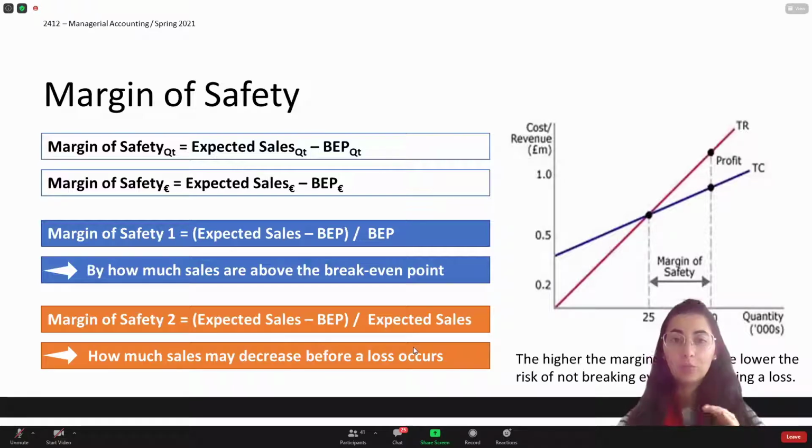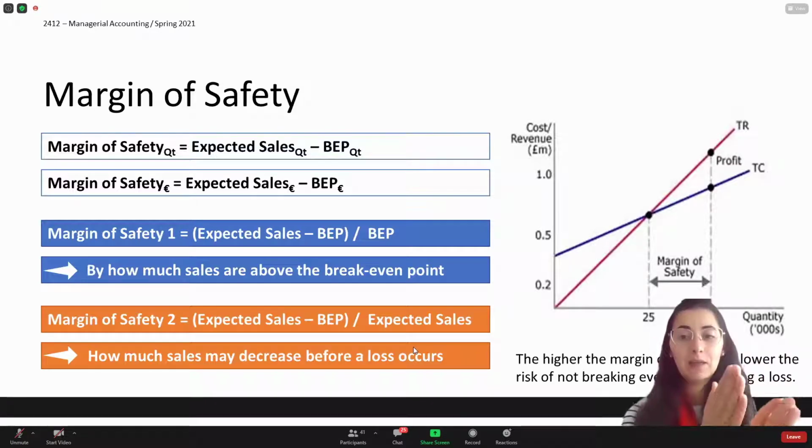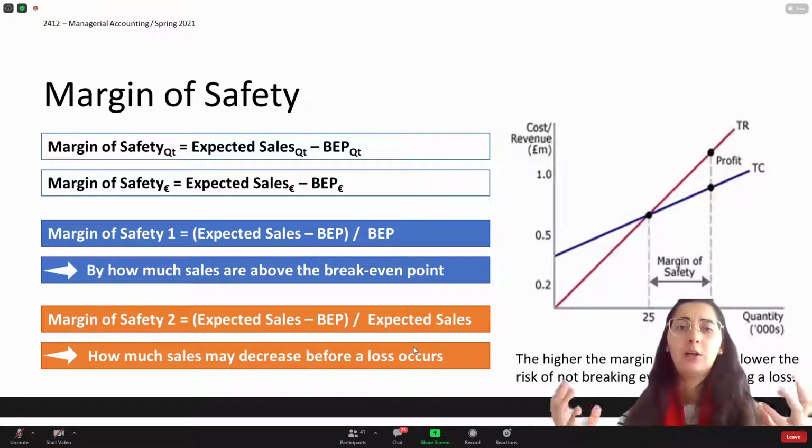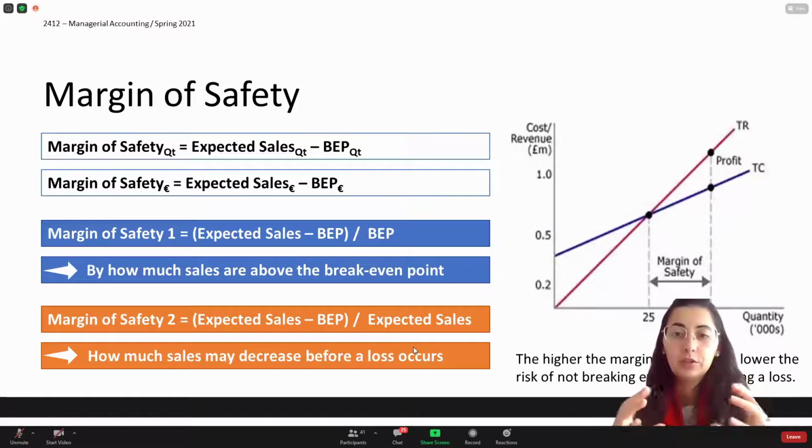Obviously, organizations want to be as far as possible from the break-even, because if they're very close to the break-even, any small change means that they might start incurring losses. So we want to be as far as possible from the break-even, so that even if there's any crisis, any problem with demand, with products, with sales, the company is safeguarded and has this cushion to absorb any changes in demand. So the margin of safety, we can calculate both in quantity, in units, and in monetary terms.